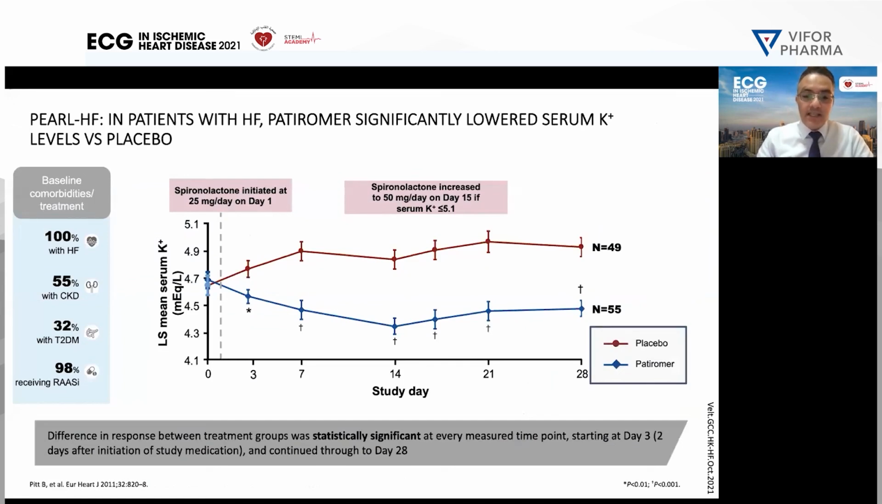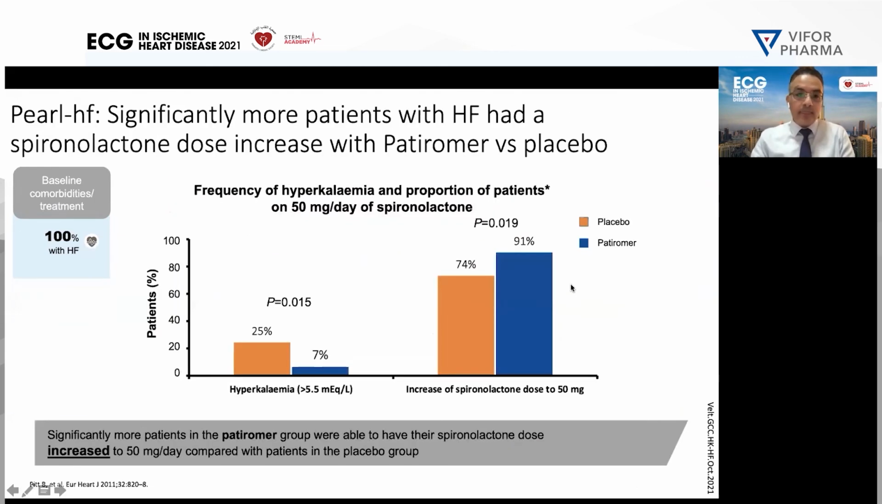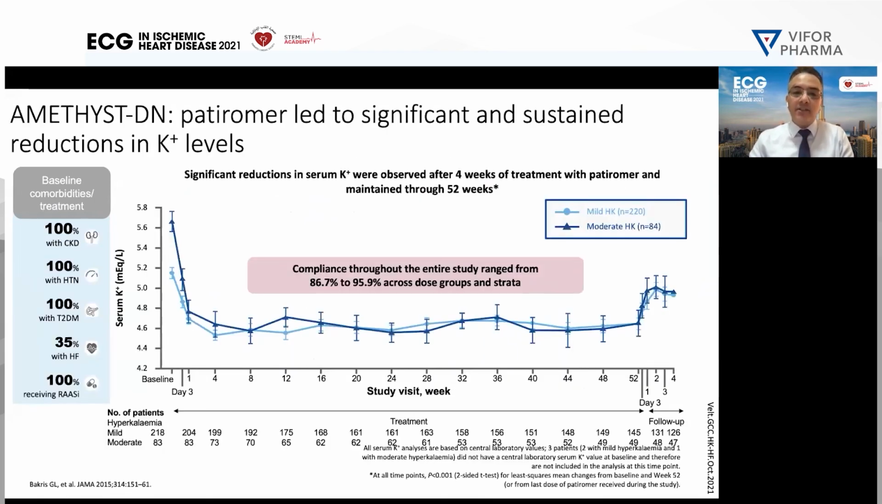In the PEARL-HF, we can see clearly that the difference in response between the treatment groups was statistically significant at every major time point, starting from day 3, which is day 2 after the initiation of the study medication, and it continued up to day 28. Again, in PEARL-HF, significantly more patients with heart failure had their spironolactone dose increased when we started patiromer compared to placebo. So we can start our Aldactone, and we can titrate it to 50 milligrams per day when we are on patiromer. In AMETHYST-DN, patiromer led to a significant and sustained reduction in the potassium level, and the compliance rate was very high, between 86% and 95.9%.